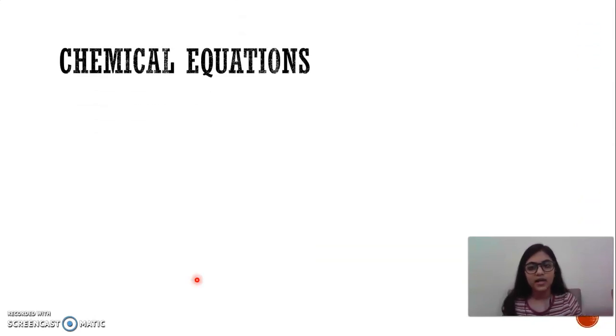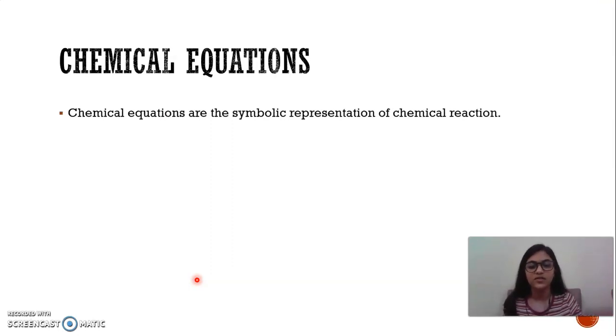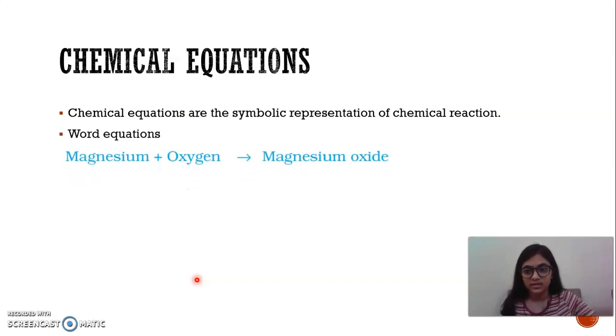The next topic we have is chemical equations. Chemical equations are nothing but the symbolic representation of a chemical reaction. We use chemical equations for ease and convenience. It is really hard for me to say that magnesium reacts with oxygen to produce magnesium oxide. Instead, it would be much easier if I use the word equation, which is this.